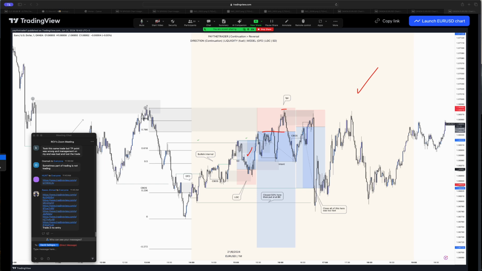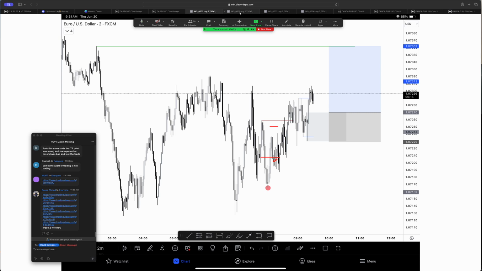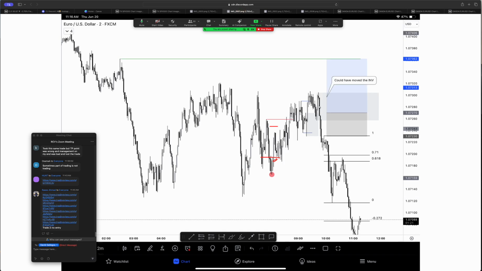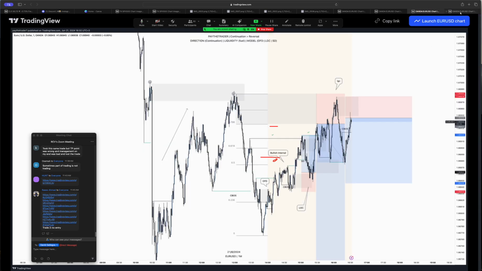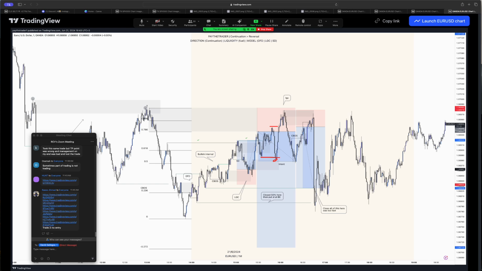So, for example, here, I wouldn't have moved my SL here because that would have been exactly what I would have done in the Euro USD trade, which was this one, where I didn't move my SL just off the immediate break. I wouldn't have moved it there. But once I see this, then this is where my invalidation is after that break. And I would only move it to here after this break.